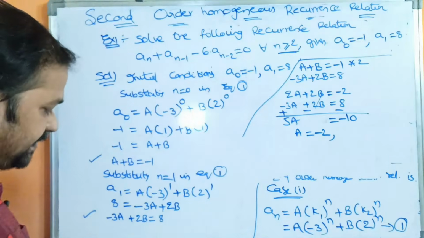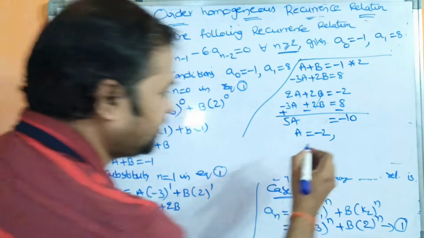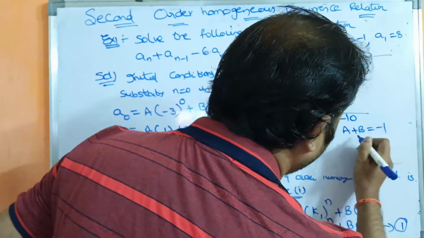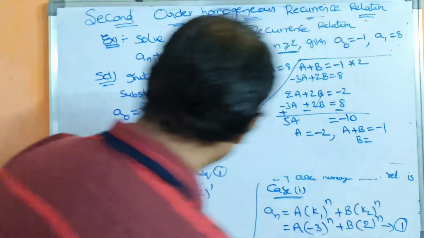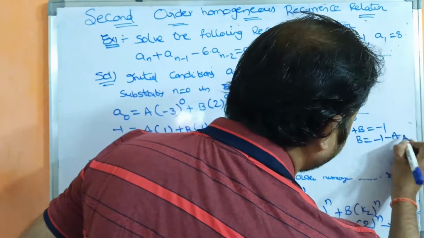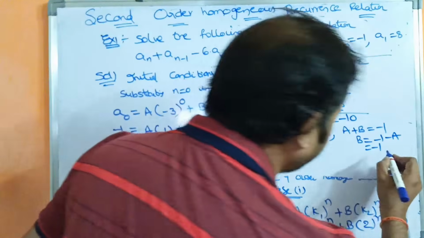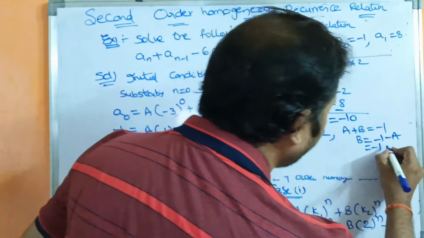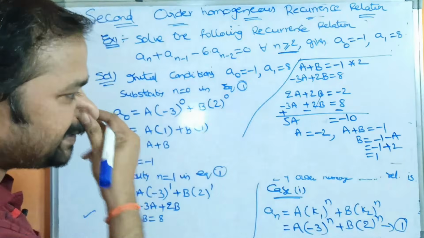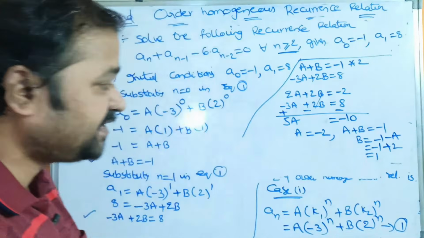Next we need to get b value. We know that a plus b is equal to minus 1. So from this we can get b value. B is equal to minus 1 minus a. Minus 1 minus into minus 2 is equal to plus 2. Minus of minus means plus. So minus 1 plus 2 means 1. So we got b as 1 and a as minus 2.